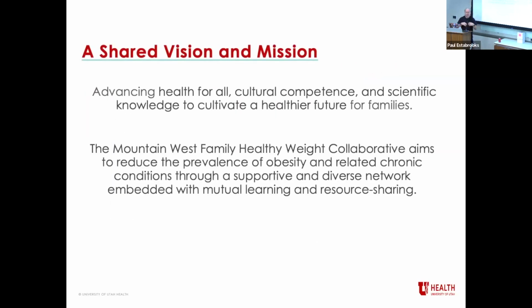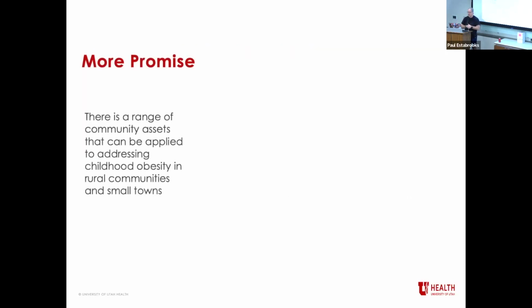Okay, so together with that partnership, we went through a number of virtual meetings to come up with a shared vision and mission, and you can see those up on the screen here. I'm not going to read through it in detail. And so then we started to understand, and we'd learned this before the collaborative as well, that there are a lot of assets out in these communities. Just because they don't have the traditional resources that have traditionally been applied to family healthy weight programs or childhood obesity, they still have a range of assets that can be applied to childhood obesity.